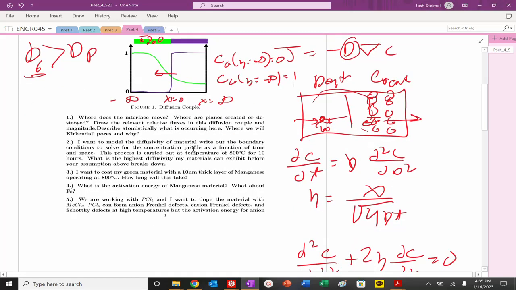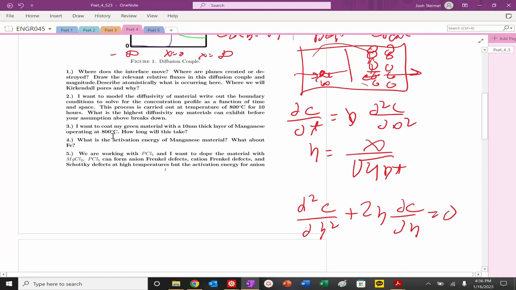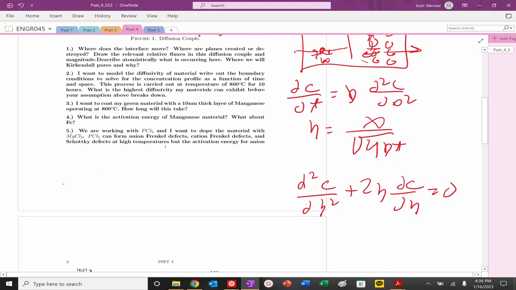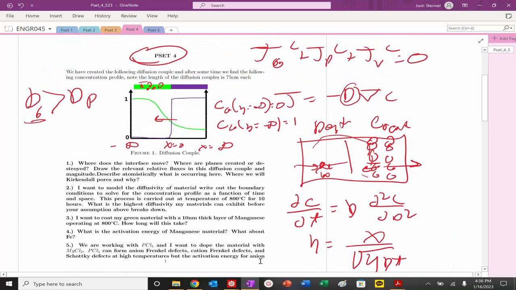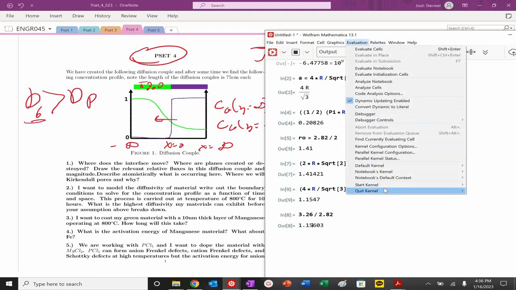The process was carried out at a temperature of 800 C for 10 hours. What is the highest diffusivity my material can exhibit before my assumption breaks down? We know that L must be greater than 10 square root of Dt. We are given the length, so let's pull out Mathematica. Let's clear everything and quit the kernel.